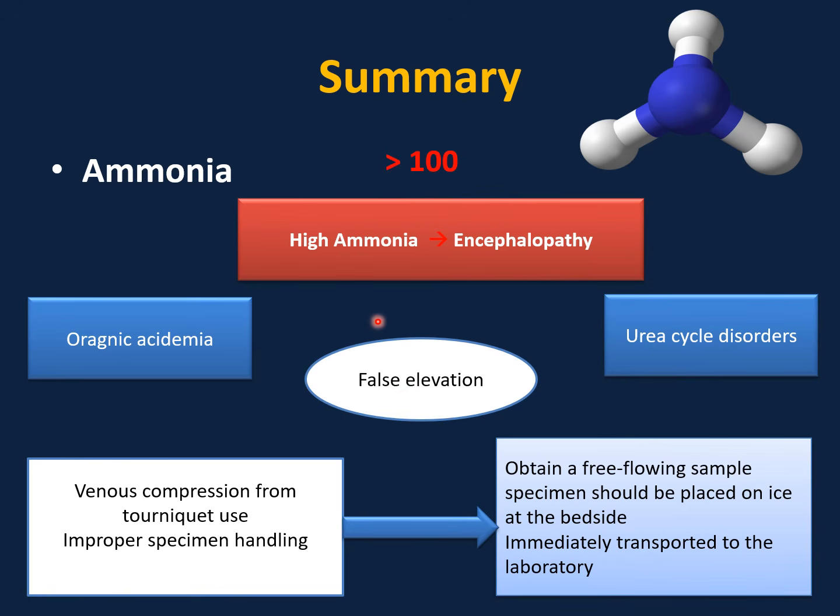So when you have an ammonia level of, say for example, 90 or 80, you need to follow it closely, but with proper handling of the sample, for example, the sample obtained without tourniquet, placed on ice and immediately sent to the lab. A slight elevation of ammonia level can simply be repeated, especially if the patient is asymptomatic. Elevation more than 100 has to be taken seriously. The patient has to be retested immediately. If the patient is symptomatic, they have to be sent to the ICU for further action.